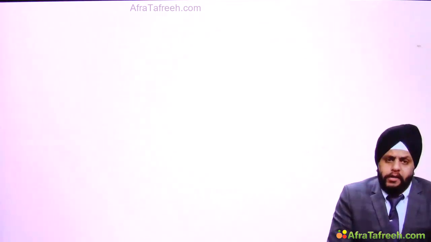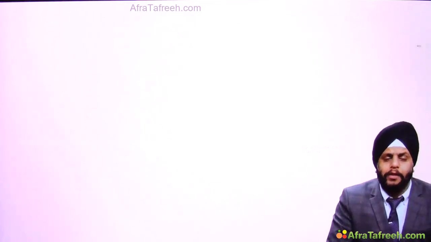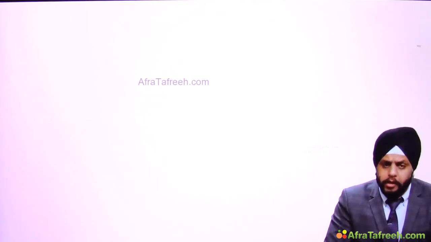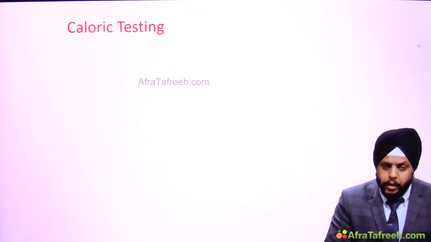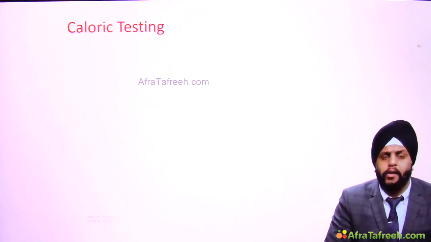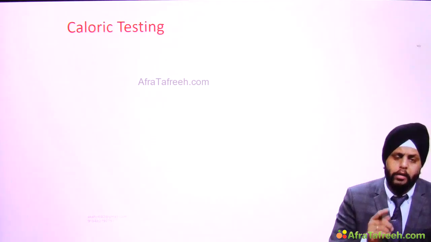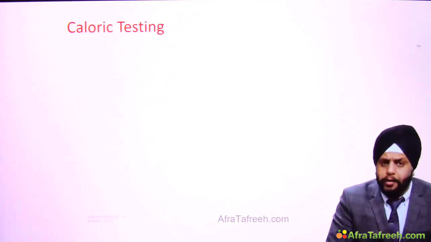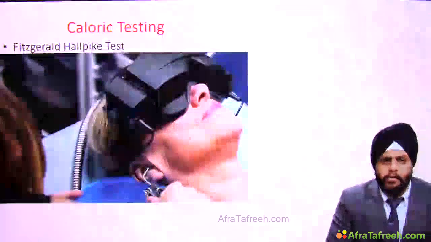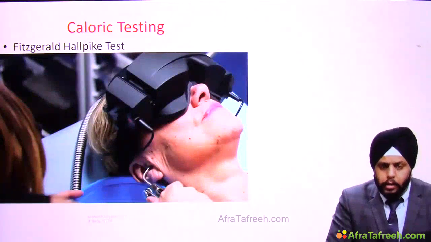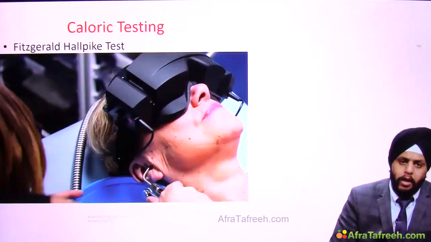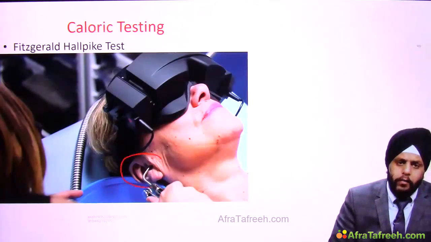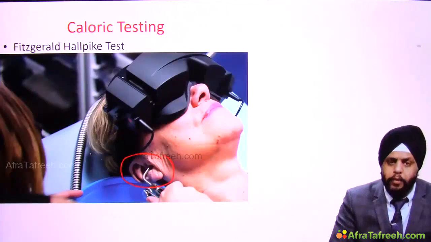Now, after this, let's discuss the tests of the vestibular system. We have seen BPPV, the test for BPPV and the treatment. Let us discuss the remaining tests for the vestibular labyrinth. The first we have to discuss are the caloric tests. There are three types of caloric test. The first is the Fitzgerald-Hallpike test. Now, what do we do in the Fitzgerald-Hallpike test? As you can see over here, in this patient we are putting something in the ear. So, what are we putting?